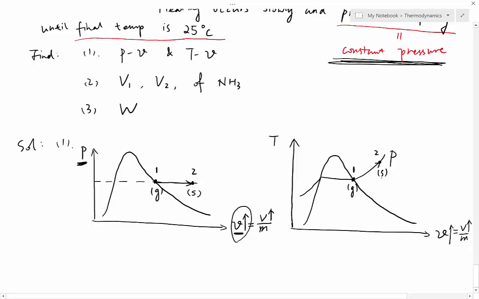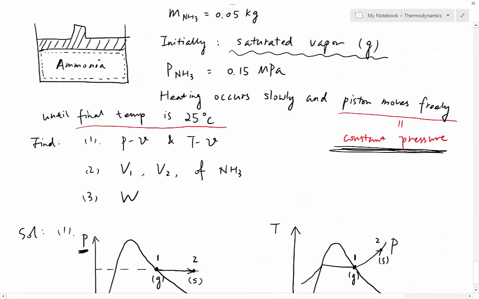So 1 to 2, you move to the right, and number 2 must also be on this constant pressure line because this is a constant pressure process. So number 2 must be superheated vapor because it's to the right of the vapor dome. Okay, so that's the two diagrams, P versus nu and T versus nu. So that's part 1. Now let's do part 2.